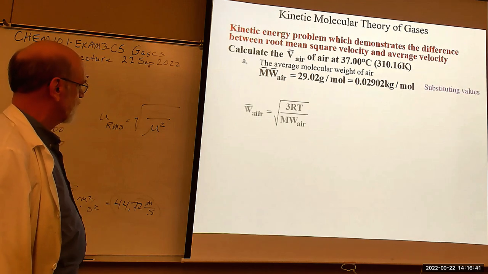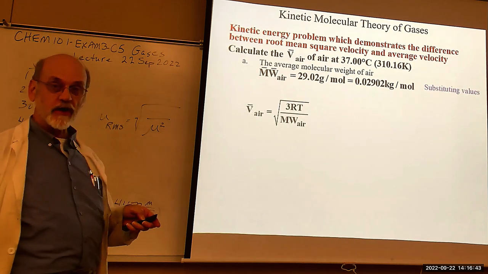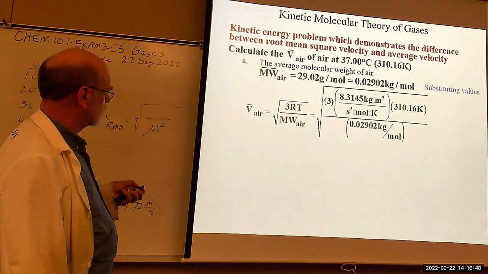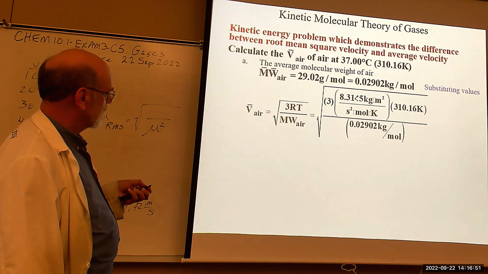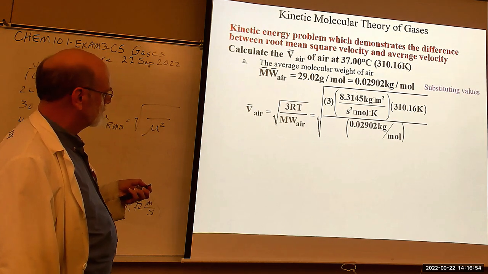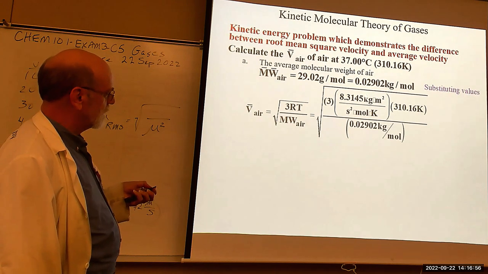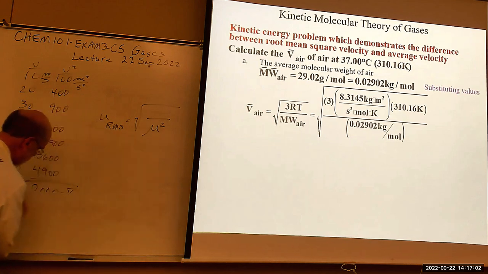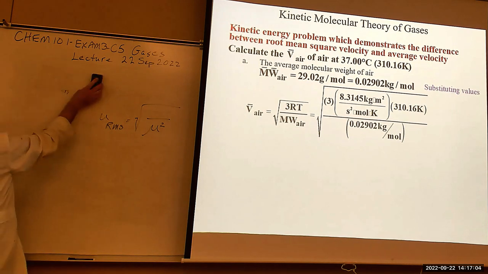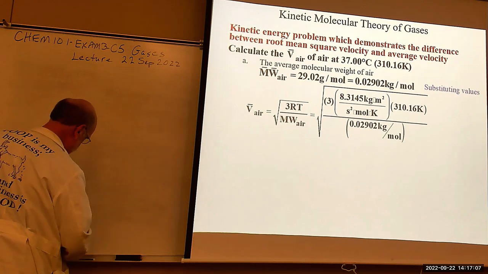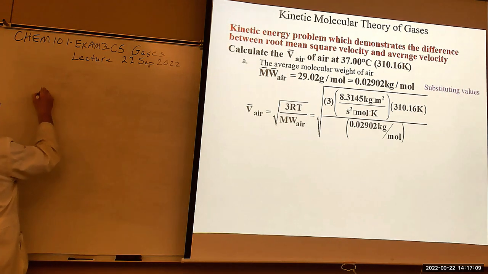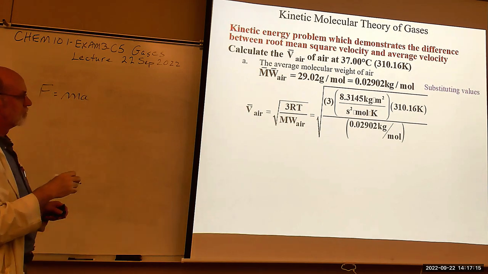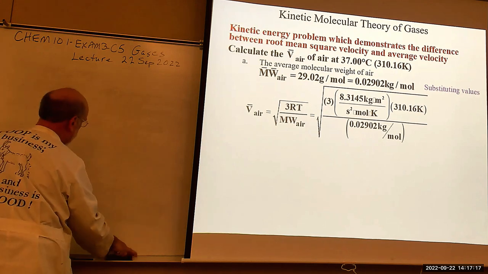Okay. So our formula is square root of 3RT over molecular weight. We just substitute those values. Notice that here's 3. Here's the R value. And notice that we've got different units in here. I don't know if I showed you this before, but I'm going to do it again.